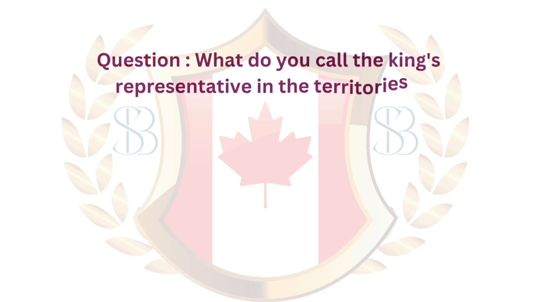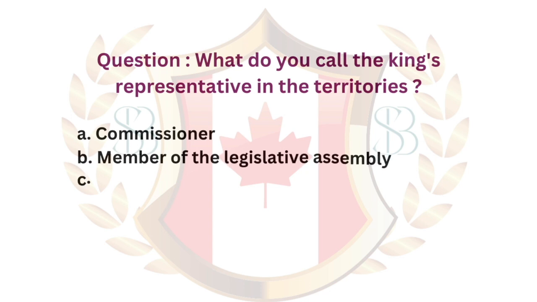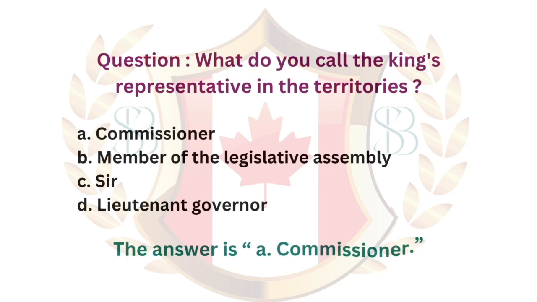Question. What do you call the king's representative in the territories? A. Commissioner. B. Member of the Legislative Assembly. C. Sir. D. Lieutenant Governor. The answer is A. Commissioner.